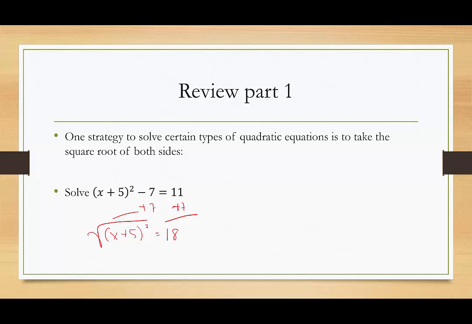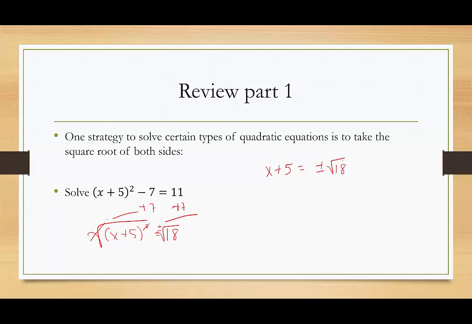It's now isolated. When we take the square root of the constant side, we need to add a positive or negative symbol because there are two cases. Anytime we're dealing with squares, when we take the square root of them, we have to consider both the positive case and the negative case. On the left-hand side, the radical cancels with the square, leaving us with x plus 5 is equal to positive or negative the square root of 18.